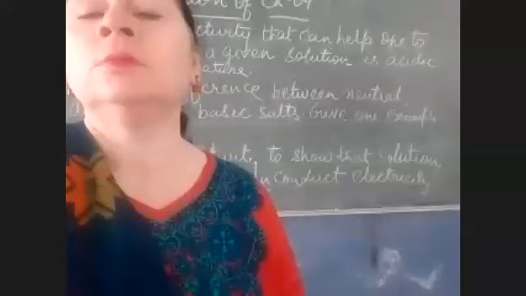Acidic: take some lemon juice in a petri dish and dip a strip of blue litmus paper in it. The color of the litmus paper changes to red due to the presence of acid. Basic: take some soap solution in a beaker and dip a strip of red litmus paper in it. The color of the litmus paper changes to blue. This happens due to the presence of base in the solution.